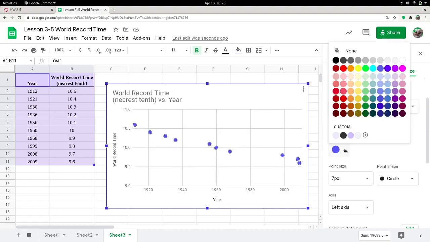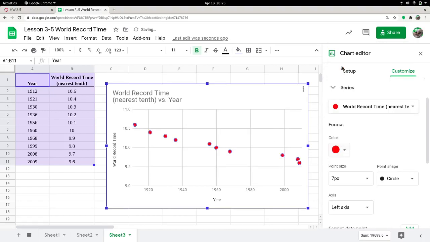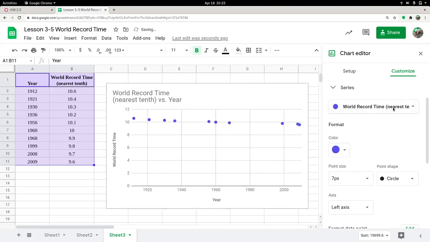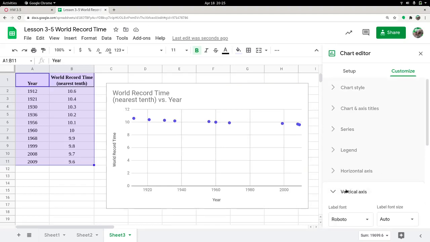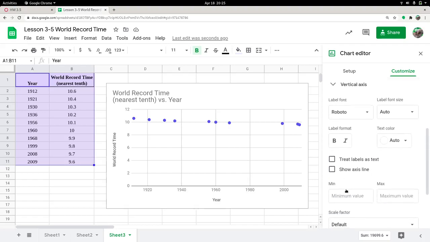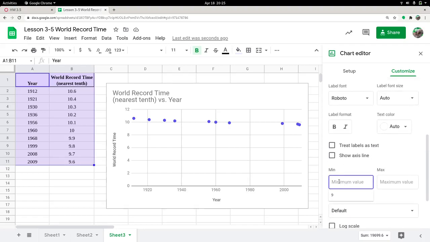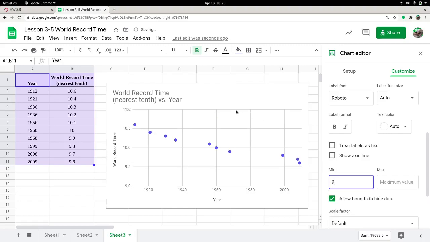So I'm going to change its color. Ooh, I don't want to change all of them. Well, that's not what I wanted. Let's try that again. Oh man, it undid the vertical. That's okay. Let's do it again. Vertical. I think you can change the color of individual points. Minimum. Am I in the right spot? 9. Yeah, there we go.